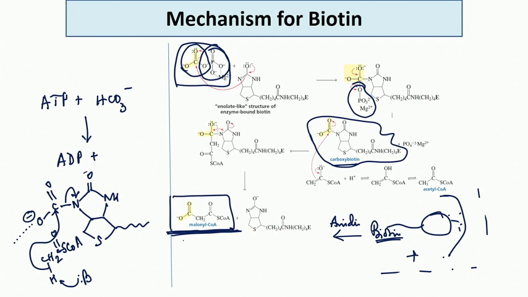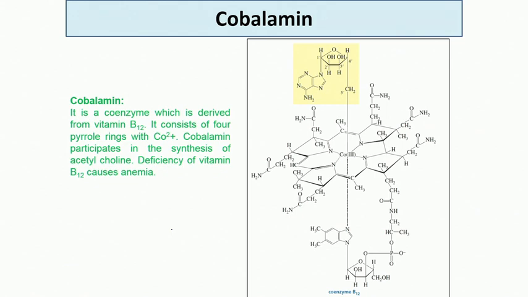Okay. So that takes care of another B group cofactor, that is biotin. So far we have discussed TPP, PLP, FAD, lipoic acid, folic acid, and now biotin. Okay. So the next remaining is what is called cobalamin, that is the vitamin B12 group.